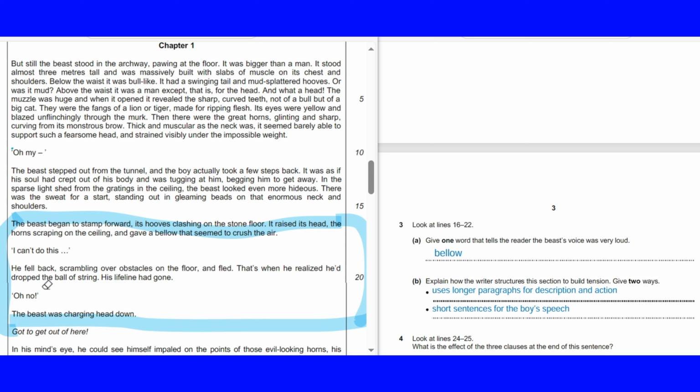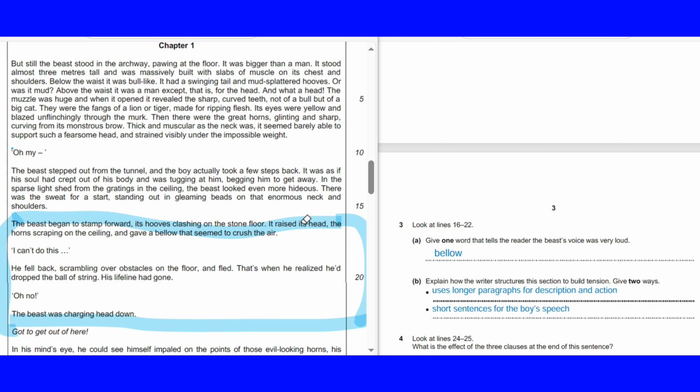And then longer paragraph for description and action. So this one here: the beast began to stamp forward, its hooves clashing on the stone floor. It raised its head, the horns scraping on the ceiling, and gave a bellow that seemed to cross the air. So that is the longer paragraph for the description and action. Besides that, you may have other possible answer that is correct. Please write down in the comment section if you have some other idea. Who knows, it will be helpful for others.